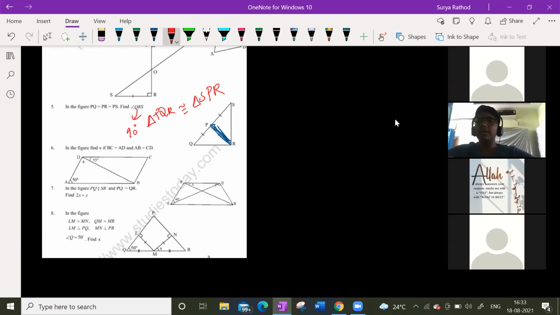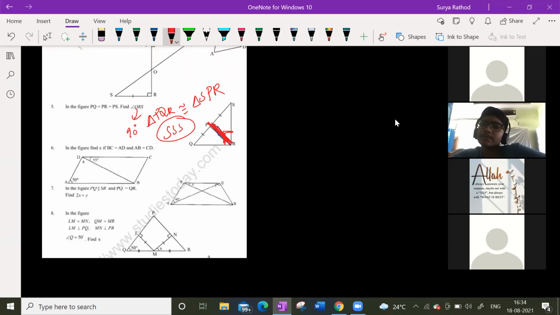Sir, but you told that QR is bisected by SL. So PR is a common side, and by SSS congruency triangle PQR is congruent to triangle SPR. Okay, by using that, what is R here? PR is a common side, so R is going to be what? 90 degrees, since perpendicular. As simple as that. 90 degrees.